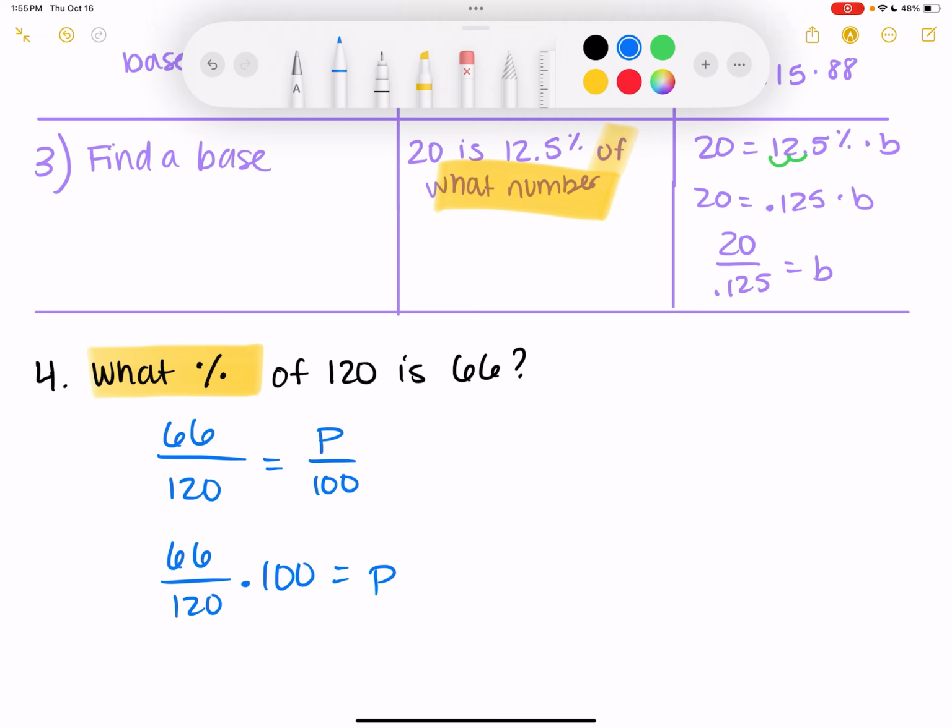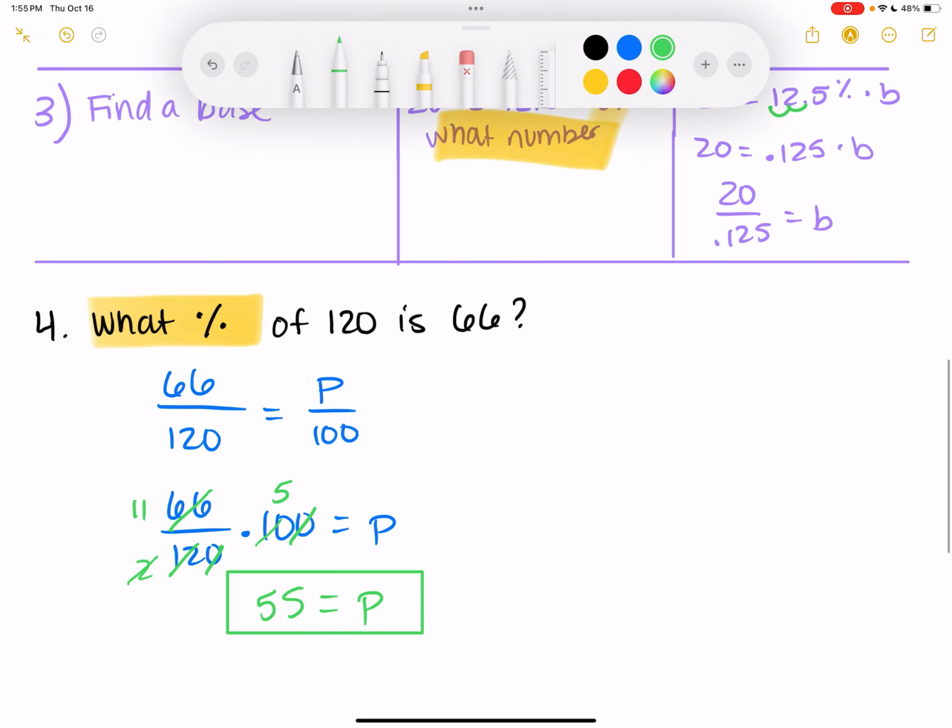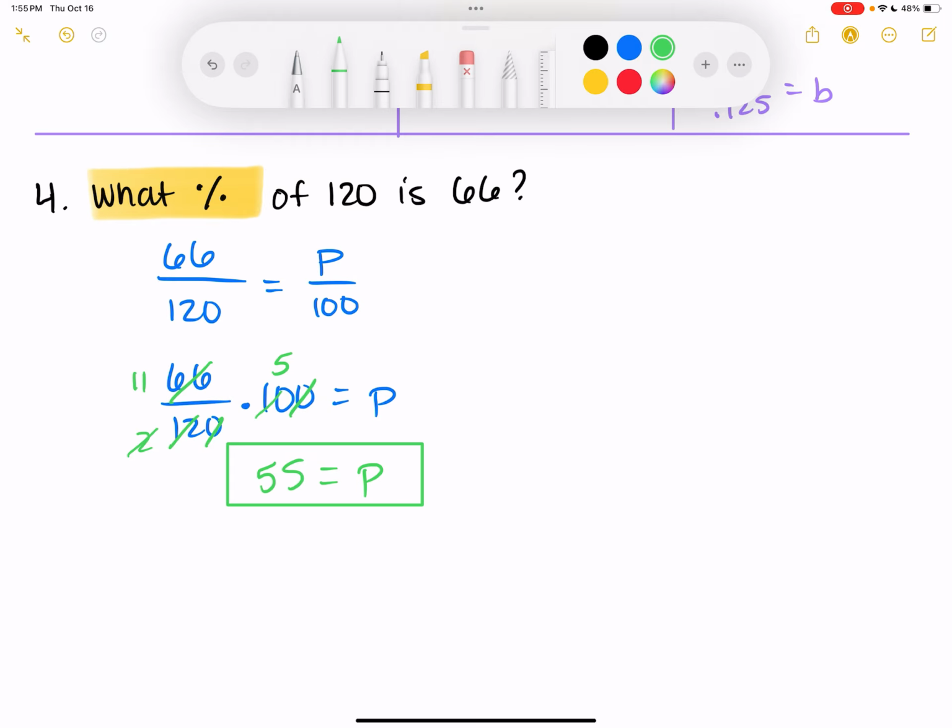I could take a 0 off of each of these things. 6 goes into 12 2 times, 6 goes into 66 11 times. 2 goes into 10 5 times. 5 times 11 is 55, which is equal to P. I could do it that way. However, it's faster with the calculator, and with all the different things we're going to be doing, you're going to end up with a bunch of decimal answers. So just be aware of that.